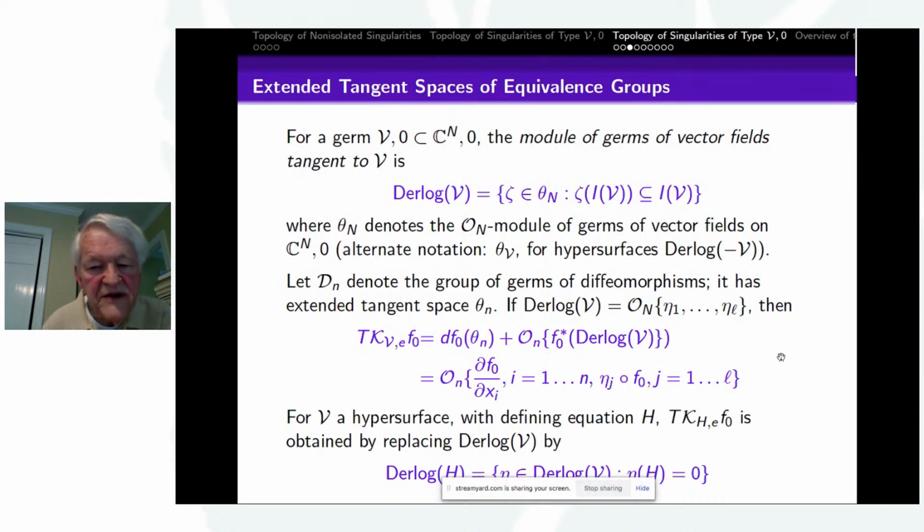If V is a hypersurface with defining equation H, we have this other group K_H, and we can obtain the corresponding tangent space for it by replacing Der(-log V) by Der(-log H), which are the vector fields which annihilate H. This means they will stay tangent to the fibers of H.